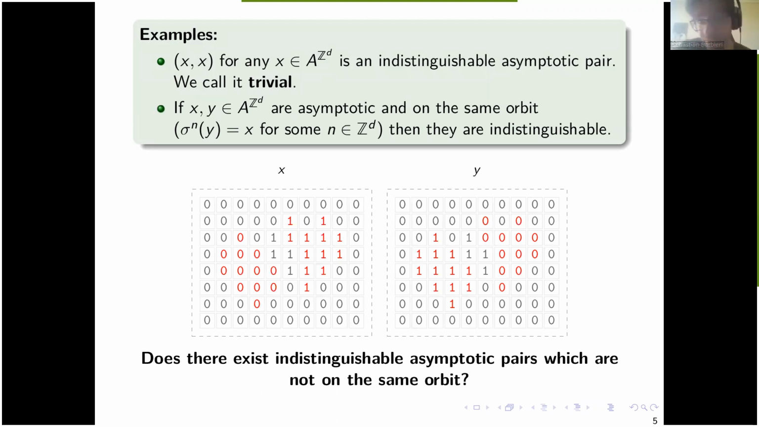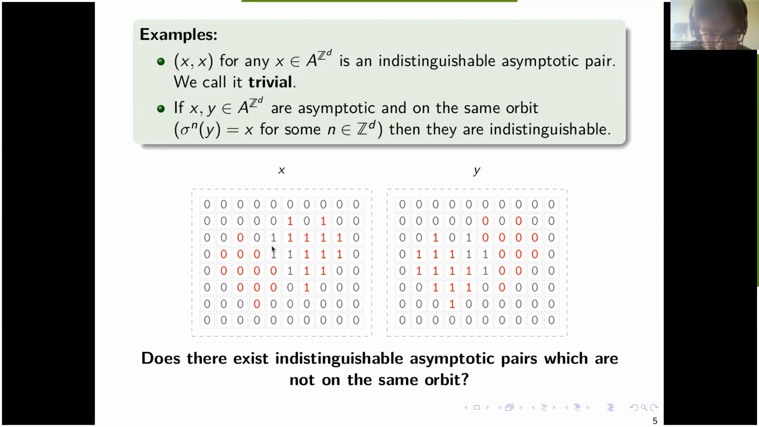There's another one which is a little bit more interesting, still very simple. If it turns out that two configurations are asymptotic and they are on the same orbit of the translation action, so that means that sigma^n(x) equals y for some n in Z^d, then they are automatically indistinguishable, right? Here you see an example below.